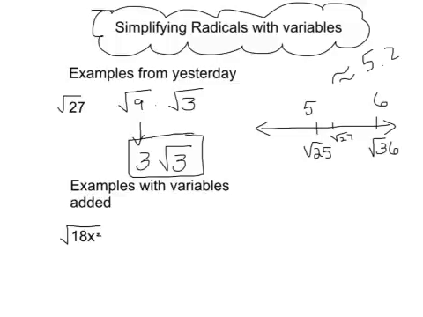I'm trying to do this as clearly as I can, and this can start to get funky when I throw in variables. Okay, when I throw in variables. So let's look at our first example. Square root of 18x squared.